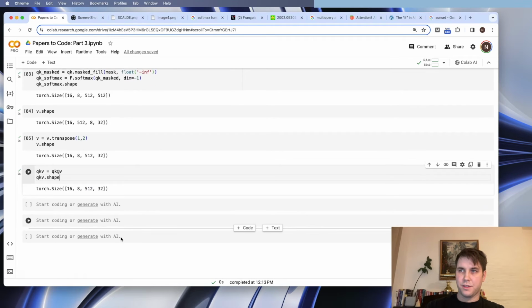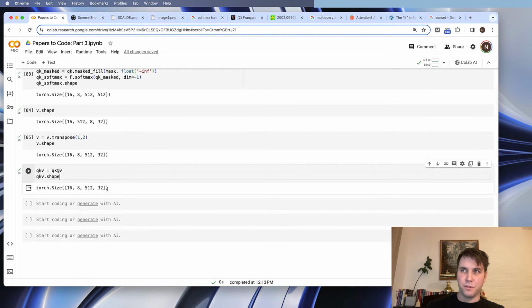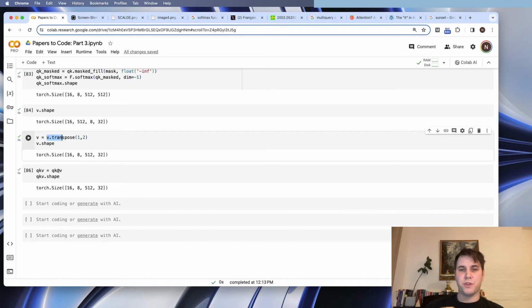And we end up with 16 by 8 by 512 by 32. Remember, the 32 came from the values matrix here. So now we have to recombine the heads. So we have 8 mini attentions operating in parallel across 16 batches. So now what? What we do is we concatenate them before we put them through an output matrix and pass them on to the next layer.